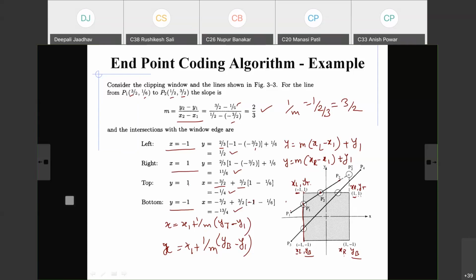Now, next we go for line P3, P4. This one, P3, P4.